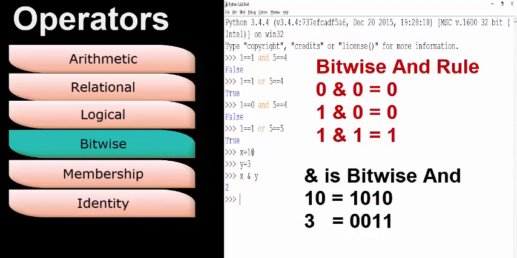So 0 and 1 is 0. Now both values are 1, so it's 1. 0 and 0, 0. 1 and 0, 0. So the result is 0010, meaning decimal value is 2.